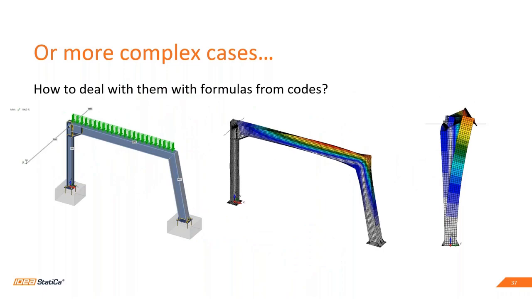The last example is such a simple frame with an inclined column. It's anchored to concrete blocks, and it's braced or supported in one of its corners. And you can see that such a frame will be sensitive to lateral torsional buckling of its non-braced corner.